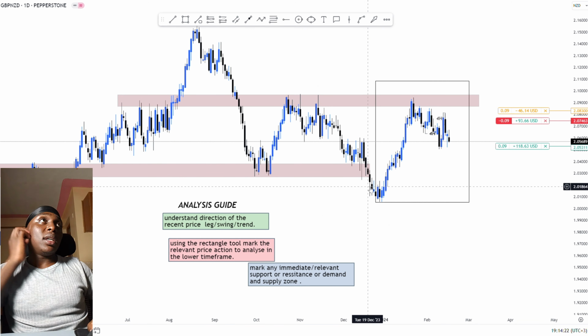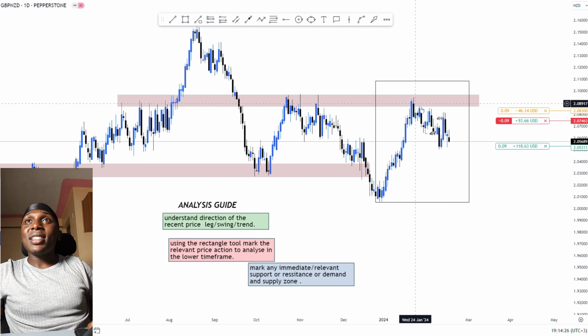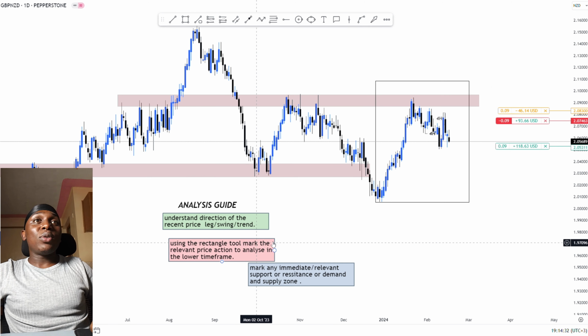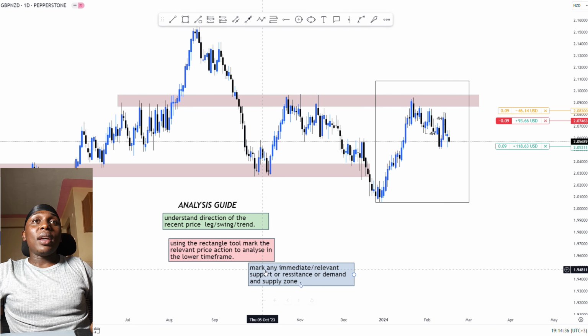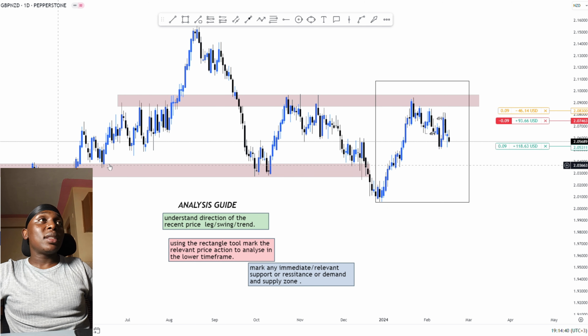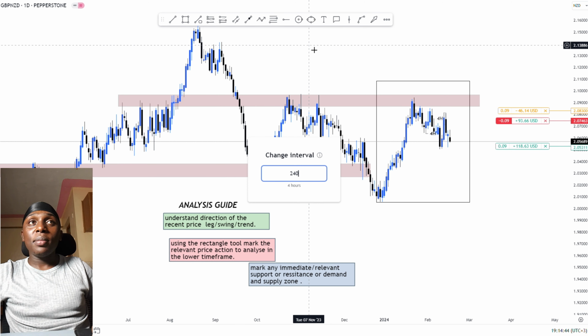So looking at the recent price on the daily time frame, you can see it's a nice downtrend right here. So we mark, using the rectangle tool, the recent price as so, and then we have already marked our resistance and support zone. So the next thing we need to do is go to the 4-hour time frame.